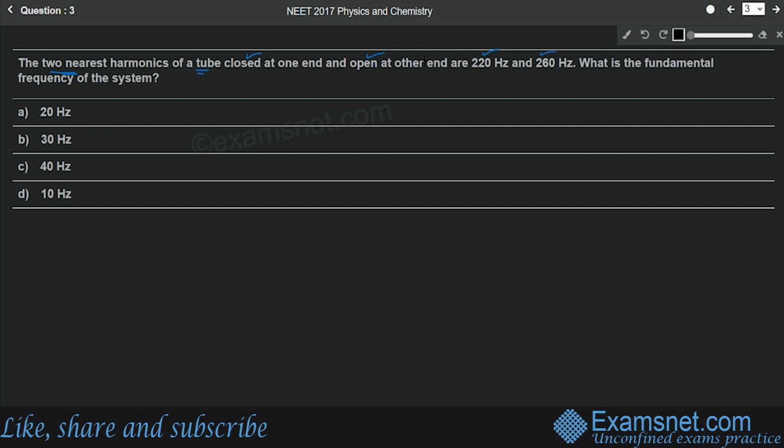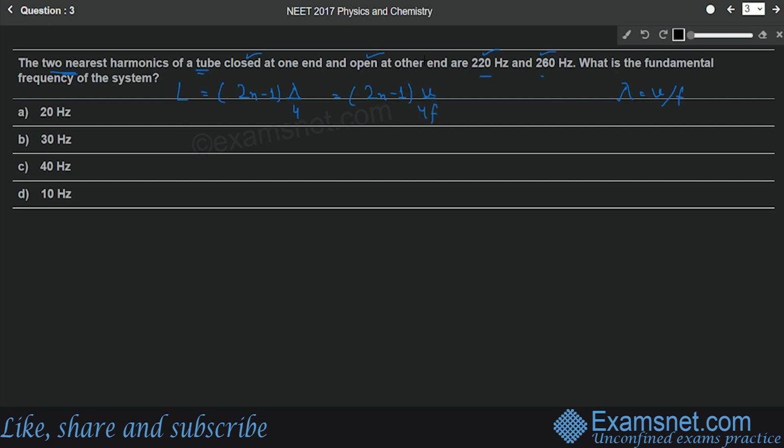Okay, so we know that for the tube that is closed at one end and open at the other end, the value of length in case of nth harmonic is given by the formula (2n minus 1) into lambda upon 4. Lambda is the wavelength, but wavelengths are not mentioned in this question, rather frequencies are mentioned, right? So we can write it in terms of frequency because lambda is equal to velocity upon frequency, so it can be written as (2n minus 1) into velocity upon 4f, right?